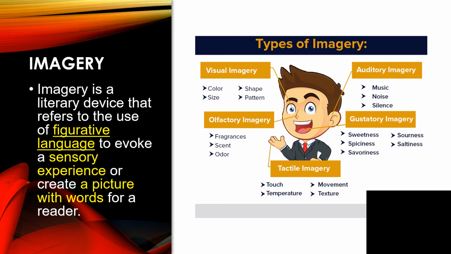So tingnan nyo saan siya nakaturo. Siya ay nakaturo dito sa ating ilong. So sense of smell. Paano mo malalaman? So yung mga fragrances, yung mga amoy, scent, odor. Let's say foul smell. So yung the word foul appeals to the sense of smell. Siya ay olfactory imagery. Tactile imagery, saan siya nakaturo? Dito sa ating hands.